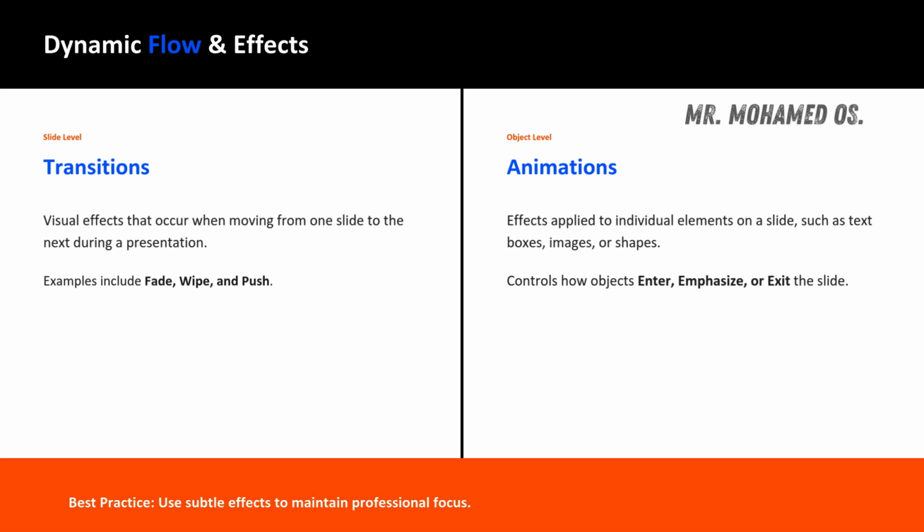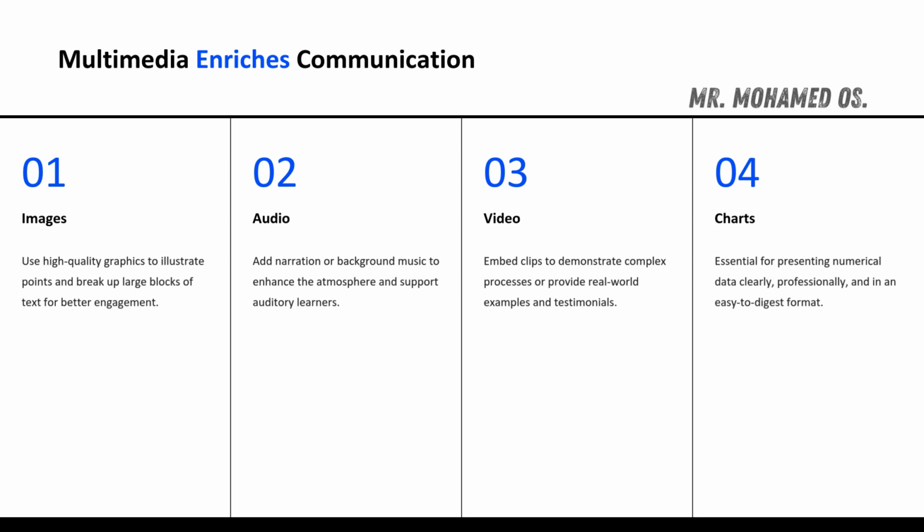But here's the key IGCSE takeaway. Use these effects subtly. Overusing flashy effects distracts your audience from the actual content, making your presentation look unprofessional. We want smooth, professional flow, not a visual circus. So, once we have the flow sorted, how do we make the content itself richer? To truly enrich communication, we must move beyond simple text and integrate multimedia elements. High-quality images are crucial.